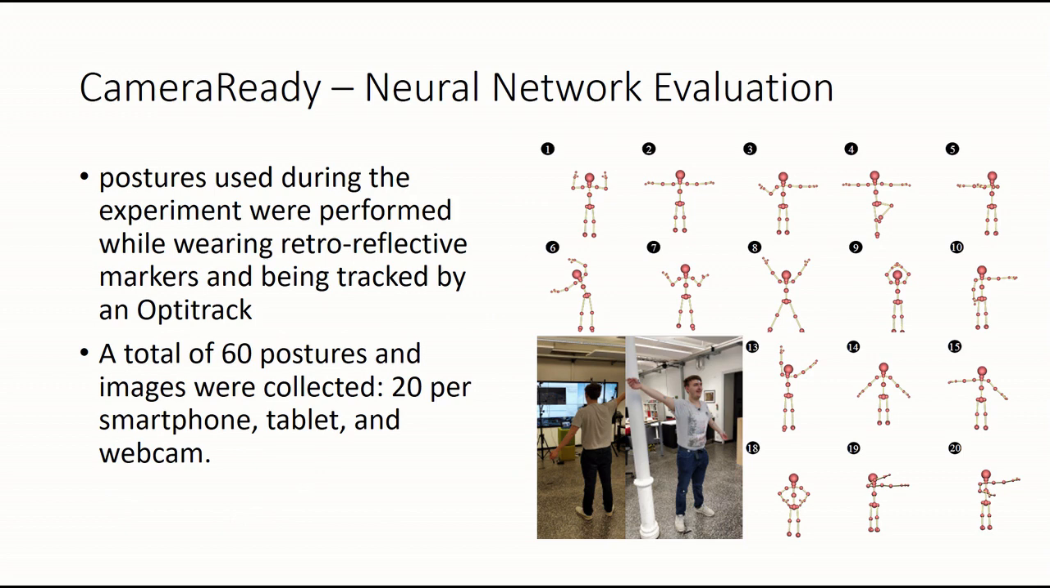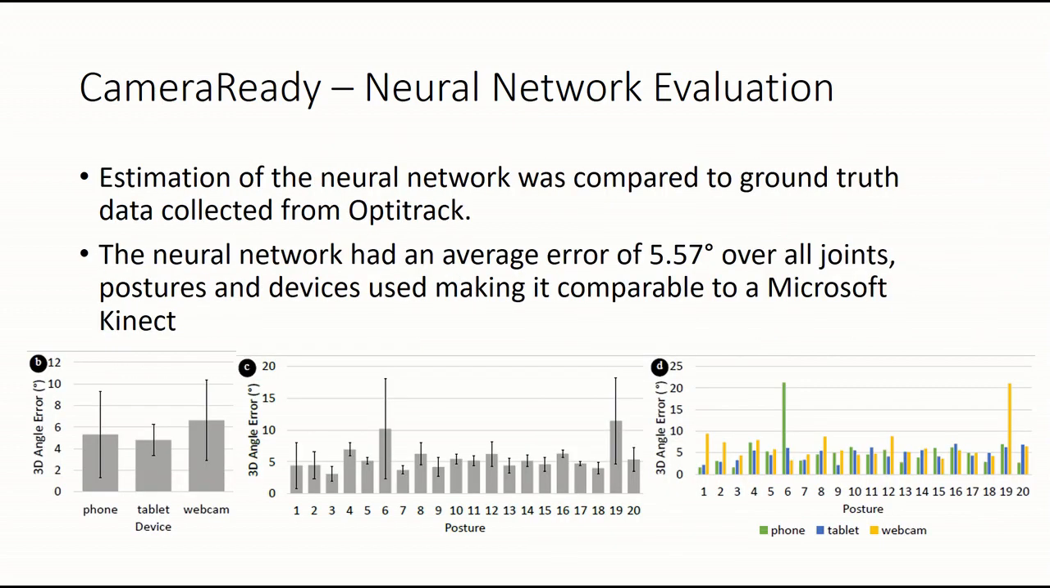While using the neural network, we conducted an evaluation at the beginning. For that, we used the postures that were performed during the experiment. These postures were performed while wearing retroreflective markers and being tracked by an OptiTrack. A total of 60 postures was collected, 20 per smartphone, 20 with a tablet, and 20 with a webcam. We compared the estimation of the neural network to the ground truth collected from OptiTrack.